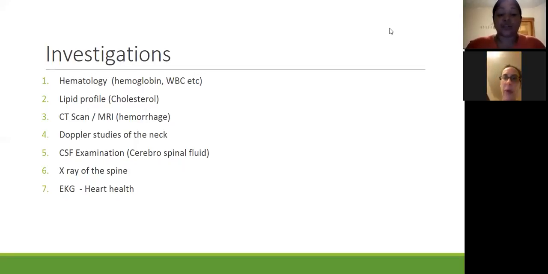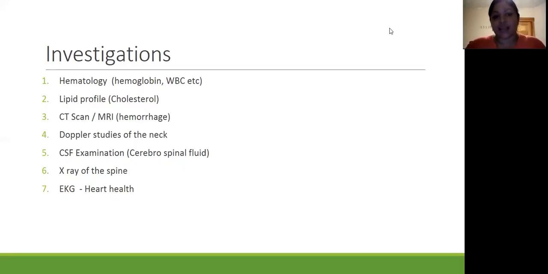There is also, ideally, the investigation that should be done in this situation, a CT scan or an MRI of the brain. The reason they want to do that is to check for hemorrhage, because in most cases of stroke, there is some form of hemorrhage or some form of fluid accumulation, or of course the block in the pyramidal tracts that we just talked about.